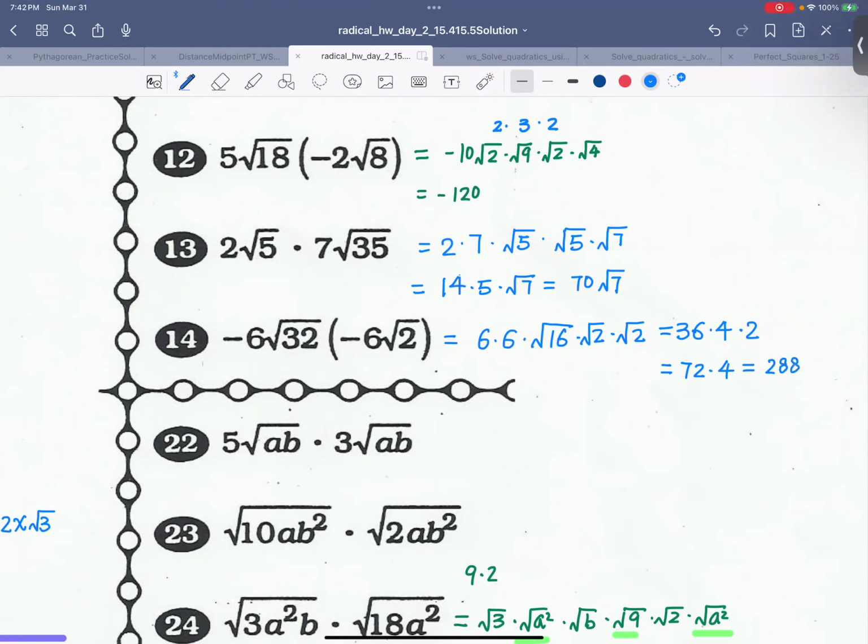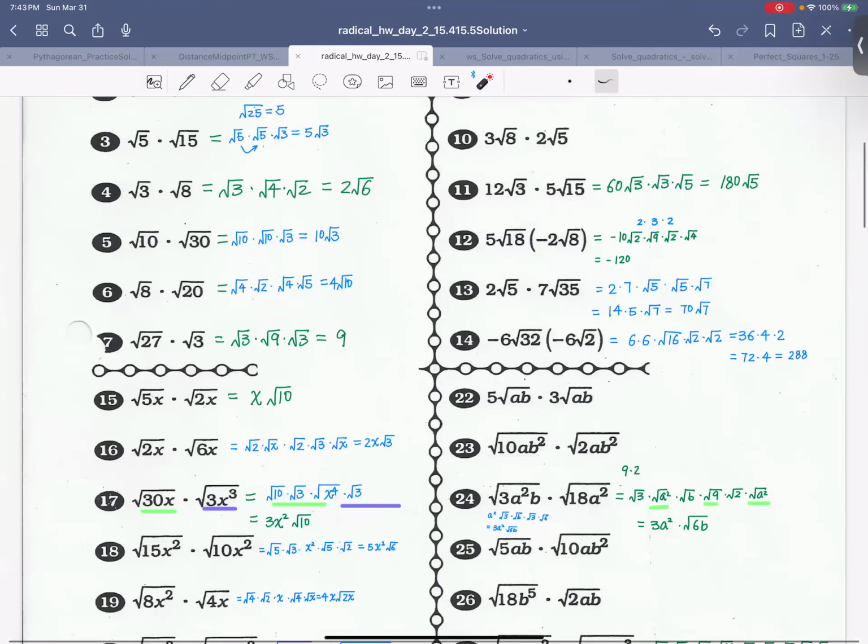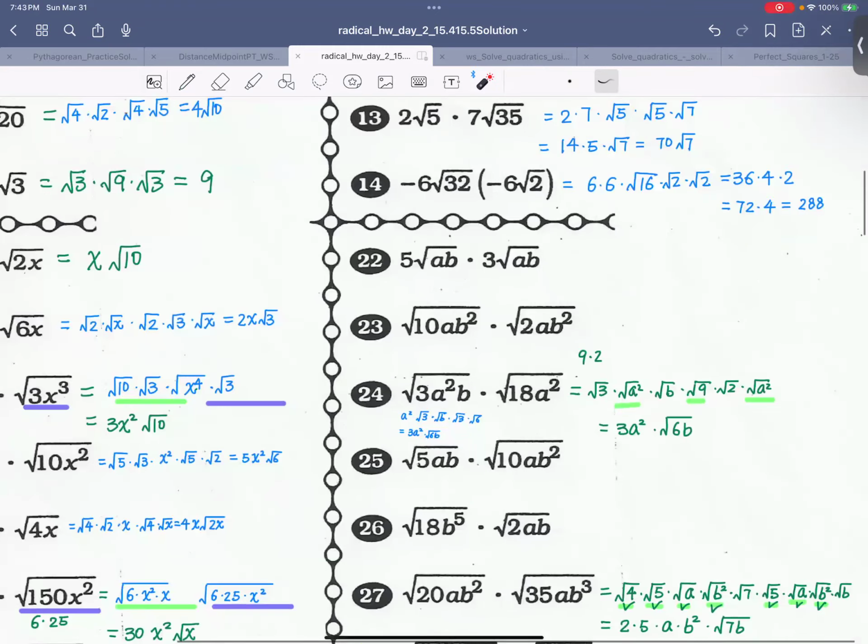288. You know, in Houston, there's a highway called 288. Okay, highway 288. Next one. Number 25.